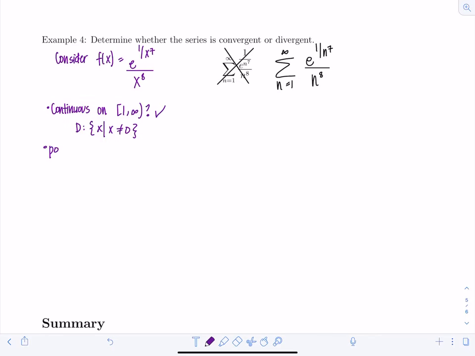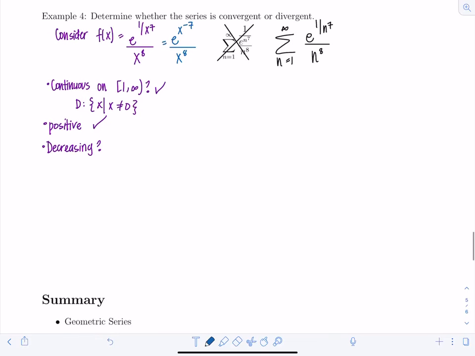Is it positive? Well, I know e to the x is always positive, x to the 8th is always positive, so we're fine. What about if it's decreasing? Ooh, well, I need to look at its derivative now. Okay, let's rewrite it so we're ready to take the derivative. This is e raised to the x to the negative 7th over x to the 8th, right? So I'm going to have to use the quotient rule.